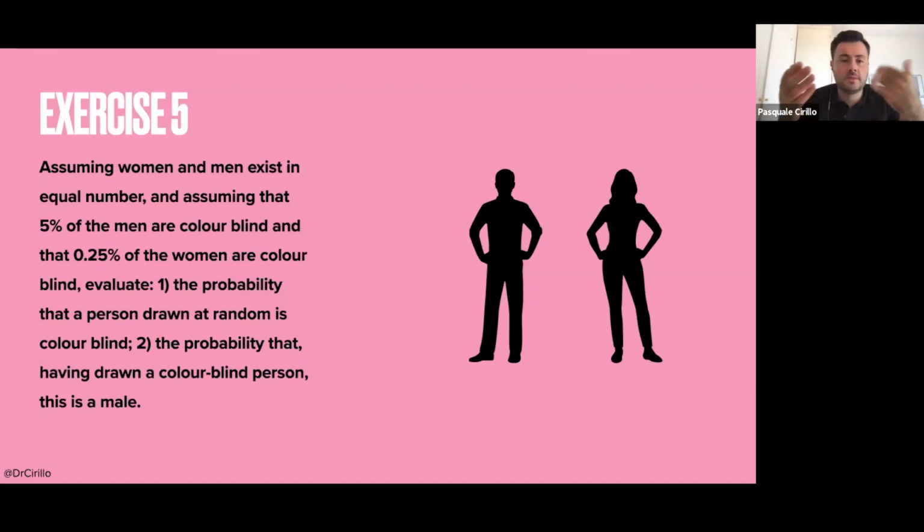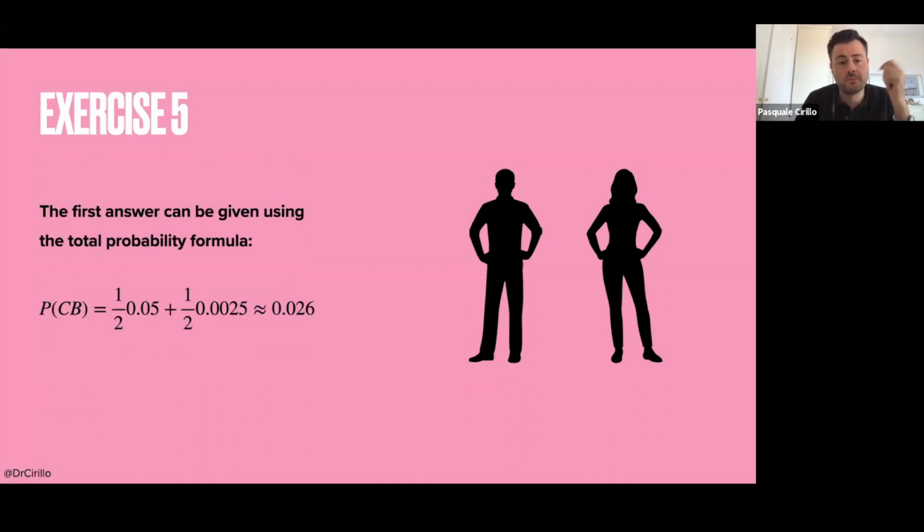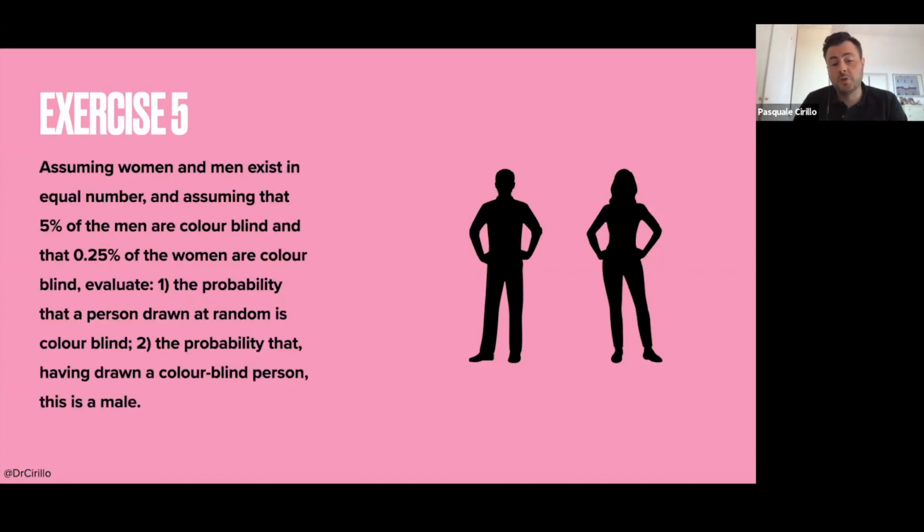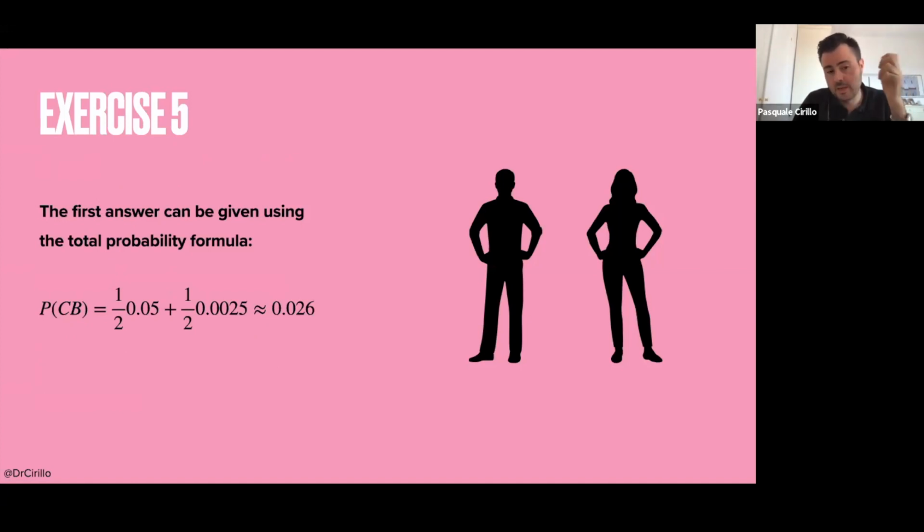Now, this exercise is another exercise in which we apply things that we have seen, that is to say, the law of total probability and Bayes' theorem. So the first answer, that is to say, what is the probability that a person drawn at random is colorblind, is the probability that this person is a man, which is 1/2, times the probability that the man is colorblind, which is 5%, plus the probability that the person is a lady, 1/2, times the probability that that lady is colorblind, 0.25%. If I compute, I get that the probability is 2.6%. Okay? This is how I compute the answer for the first question.